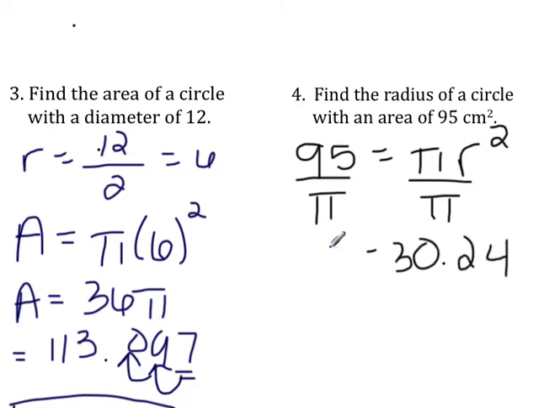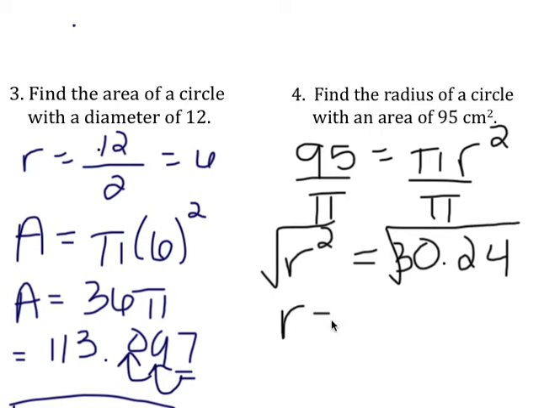Now I want to undo the r squared. In order to undo the r squared, I need to take the square root, so I'm taking the square root of both sides. So r is equal to the square root of 30.24, and then you end up getting 5.499. Again, that third number is 5 or greater.